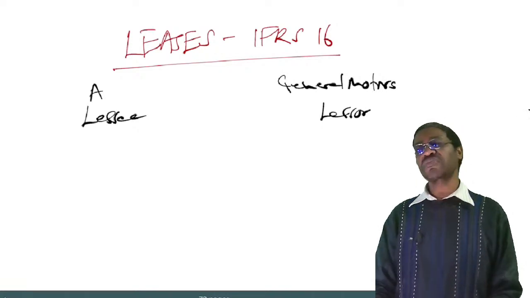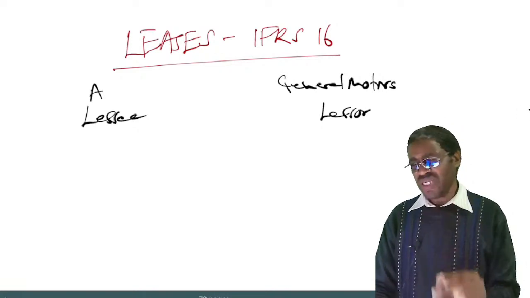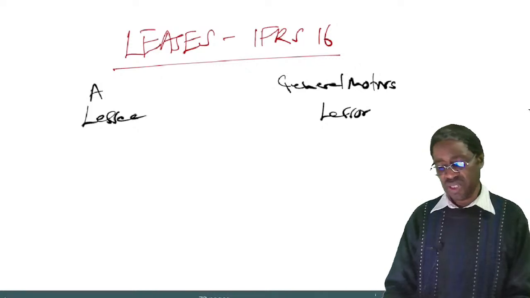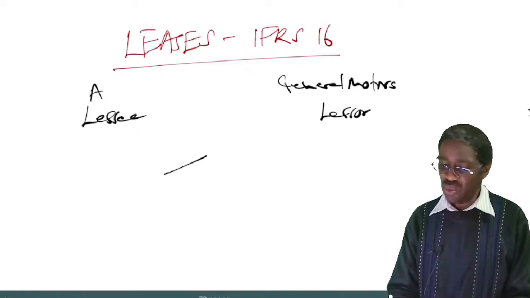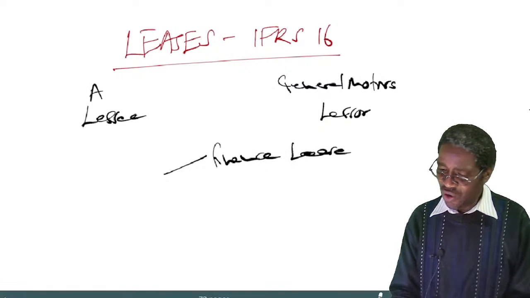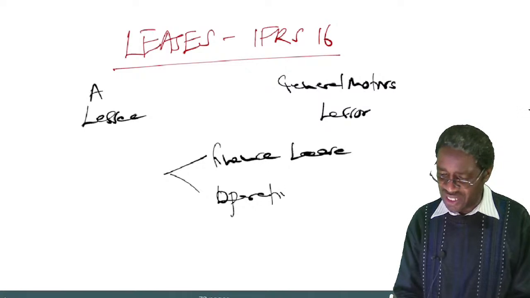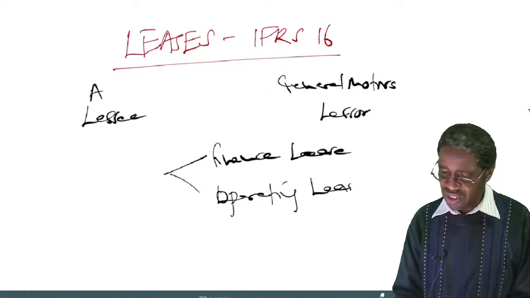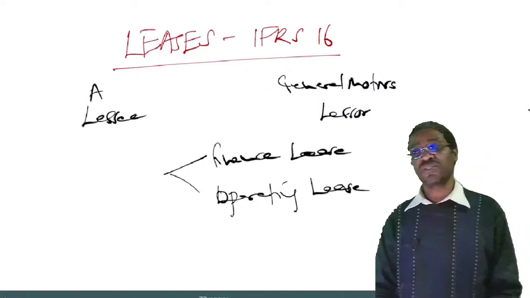Now listen. Normally, there are two types of lease. There is one type of lease we normally call finance lease, and there is another type of lease we call operating lease. These are the two types of leases.